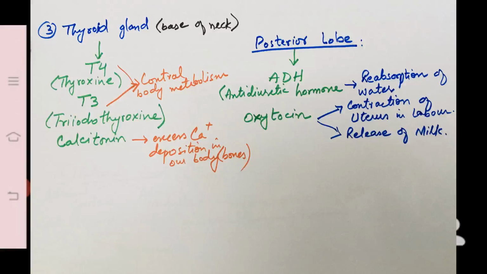While calcitonin is responsible for excess calcium deposition in our body, right? The thyroid gland, which is located at the base of the neck, secretes T4, T3, and calcitonin. T4 and T3 are responsible for the control of body metabolism, while calcitonin is responsible for excess calcium deposition in our body or bones.